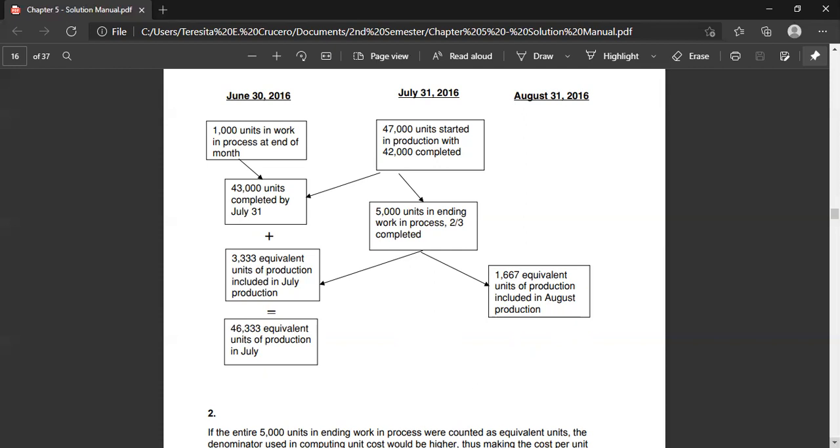So we have now the equivalent units of production included in July production. 6,333 is the equivalent units of production in July. And 1,667 equivalent units of production included in August production. So actually, you have now your equivalent production computations.